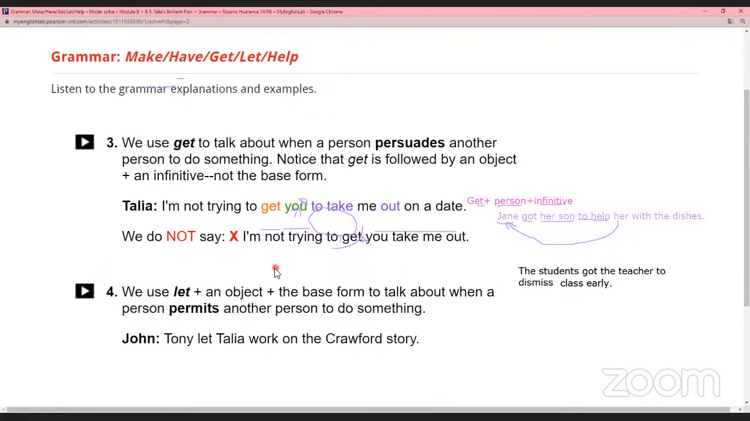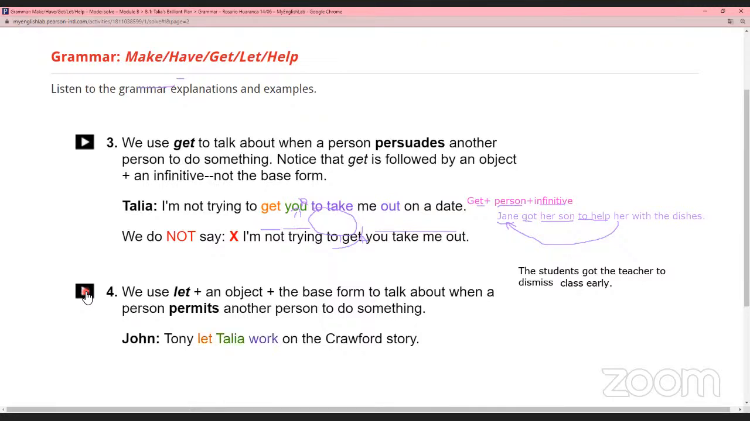Okay, now we have let. Let is like a permission. We use let plus an object plus the base form to talk about when a person permits another person to do something. Tony let Talia work on the Crawford story.